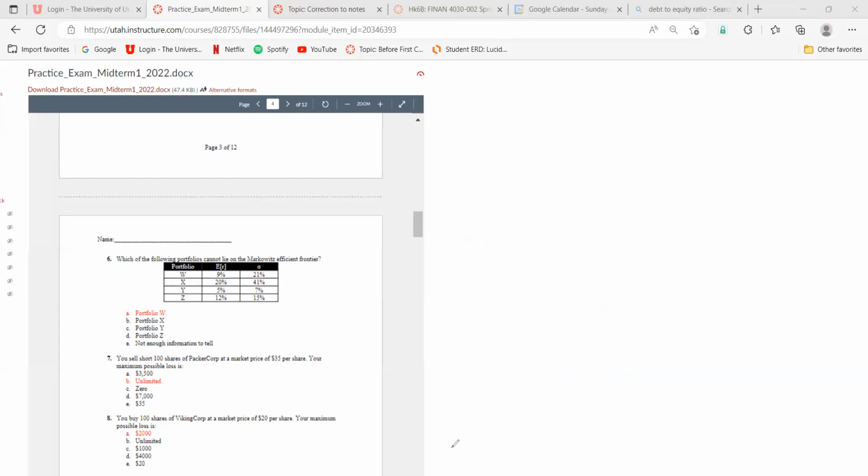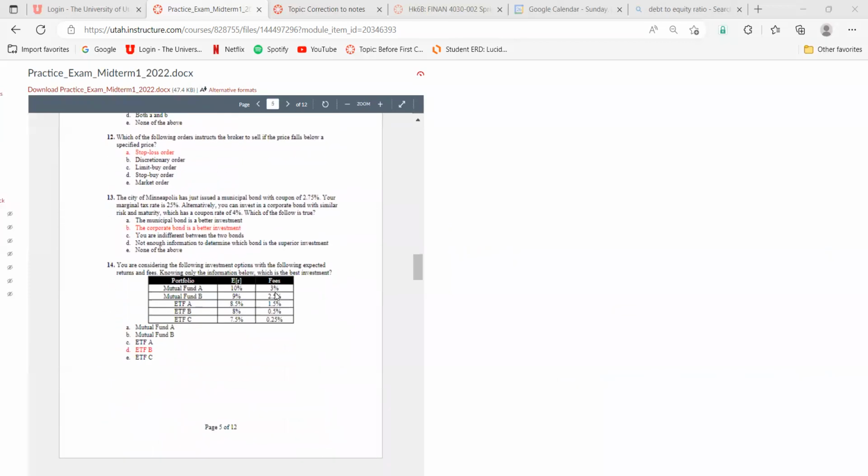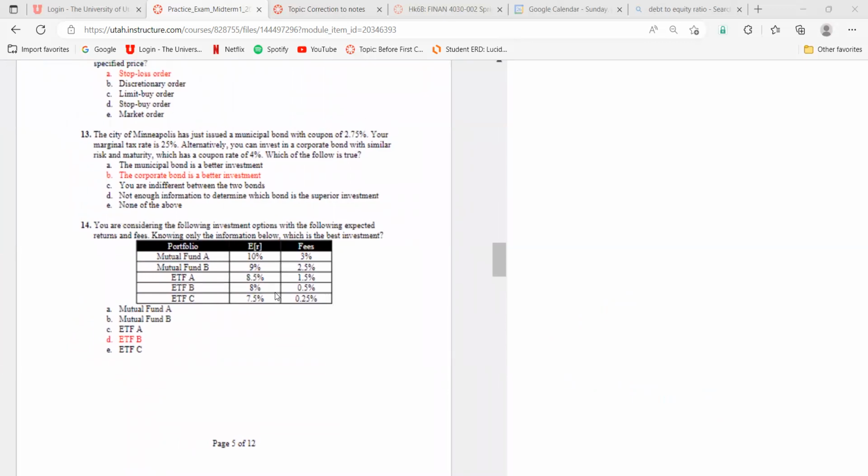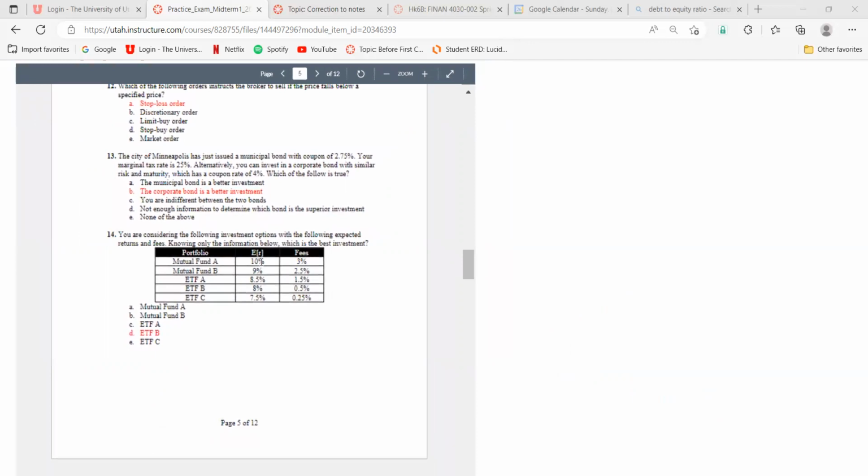Can we go over number 14, the other one that we were just looking at? Yeah. So I think this one is just a simple subtraction one.